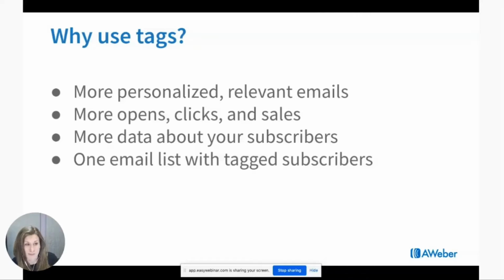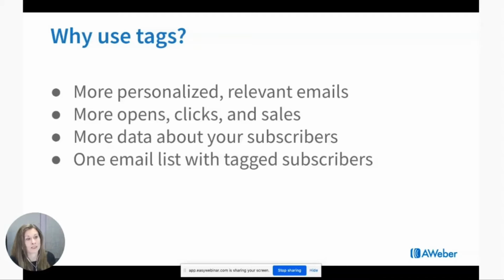You also have more data about your subscribers. One of the best ways to improve your marketing is to understand your audience better. And the best way to understand your audience better is to have data about them. And tags can serve as data. You could have a tag that displays someone's industry or how many employees they have at their business or what products they've purchased in the past. So you can collect all kinds of information about your subscribers using tags.